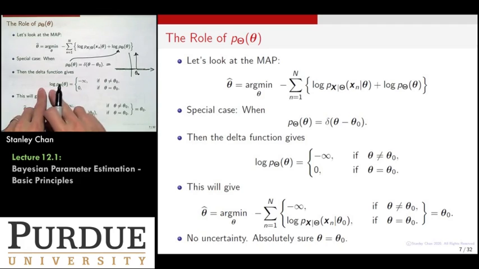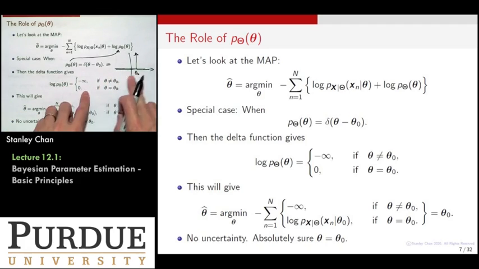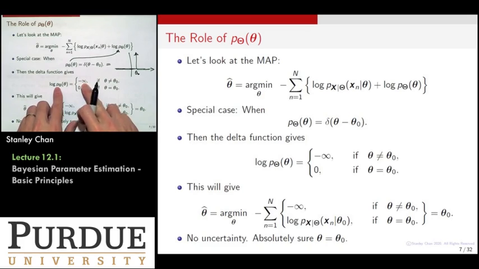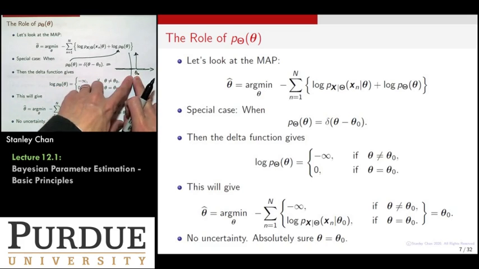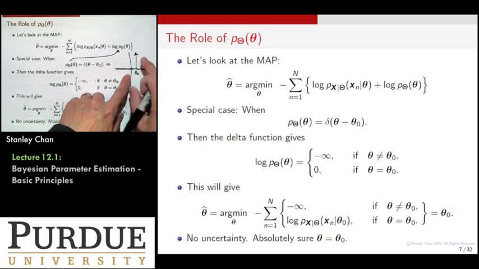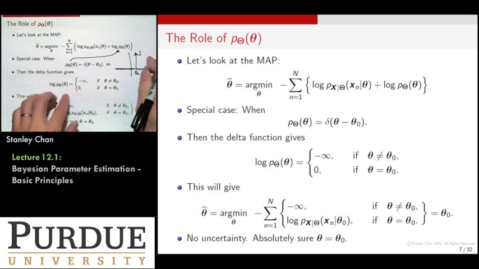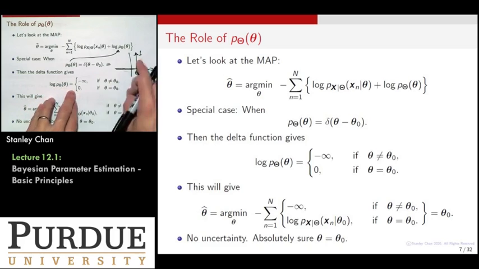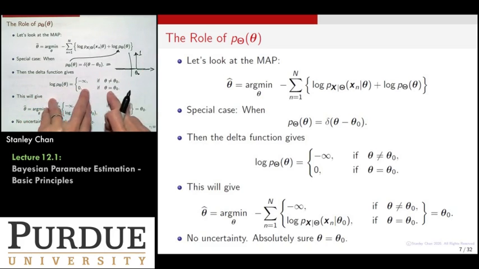Now, if you take the log on all these zeros, you get minus infinity. As long as theta is not equal to theta 0, you get minus infinity. However, if you are at theta 0, the value at theta 0 is actually 1. So you can think in that way. This is 1. Then if you put a log of p theta of 1, you get 0. So when theta equals theta 0, you get 0.